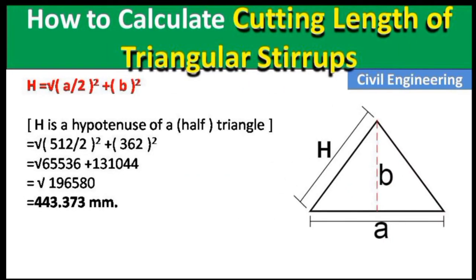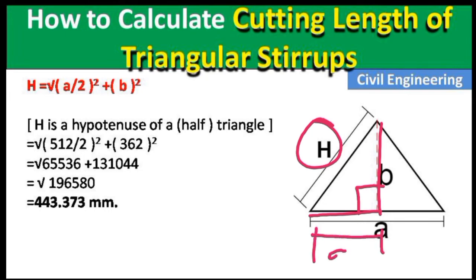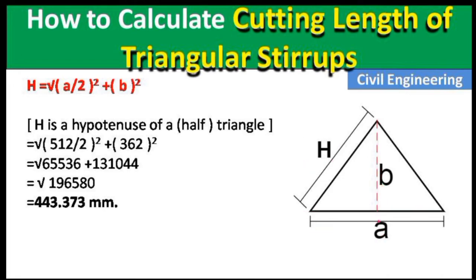So let us see how will we calculate h. You can see if we divide this stirrup from the middle of the section, then we will get a, b, and this is hypotenuse, this is 90 degree. So using Pythagoras theorem, this portion is a by 2. This whole portion is a, so if we divide from mid we will get a by 2. So here a by 2 whole square plus b square.